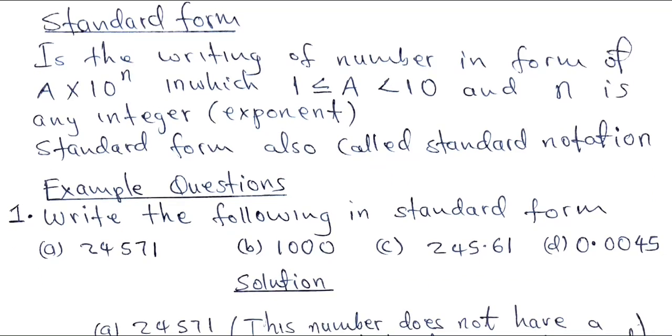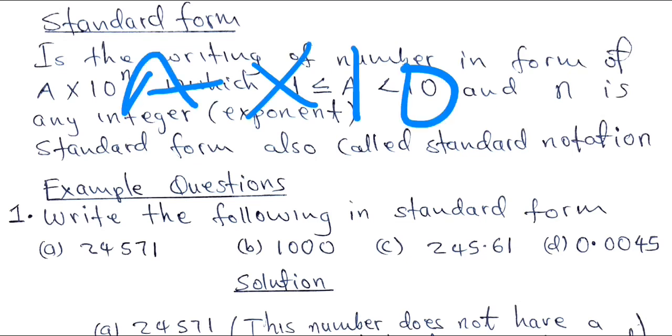But you also have to note that this standard form is sometimes called the standard notation. So when you hear standard form, that is standard notation. It's another name for standard form. Okay. What is the meaning of a times 10 exponent n?